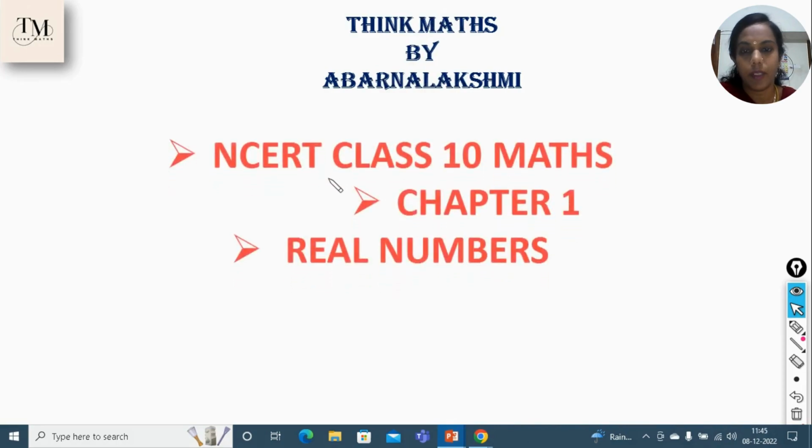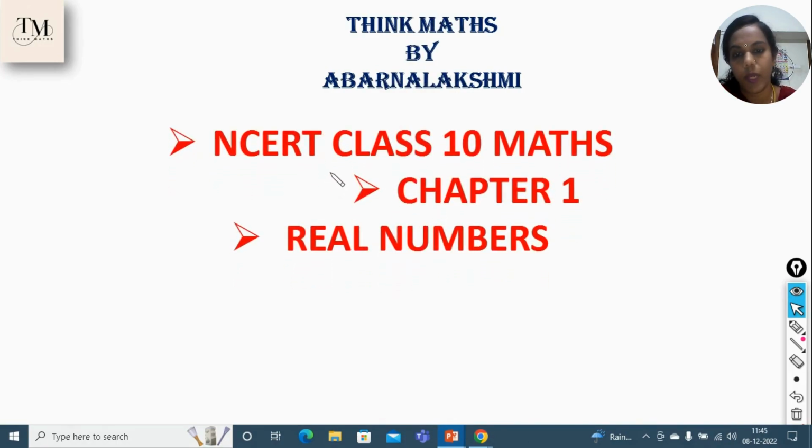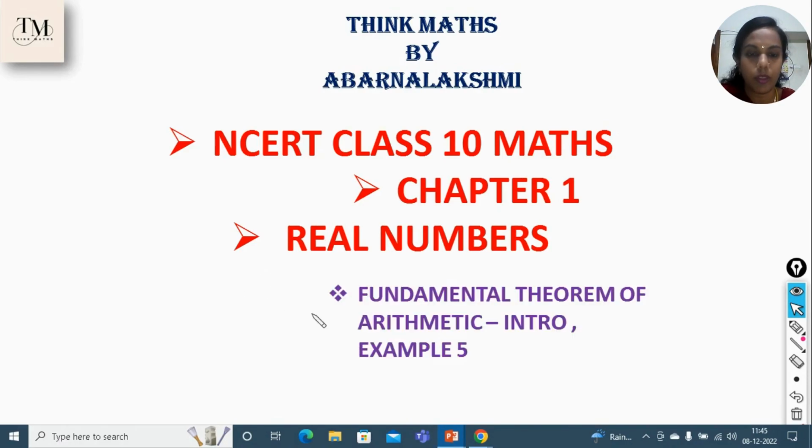We are dealing with NCERT Class 10 Maths, Chapter 1, Real Numbers. So in this session, we are going to discuss the Fundamental Theorem of Arithmetic, Introduction, and we are going to discuss Example 5. So let us get into the video.